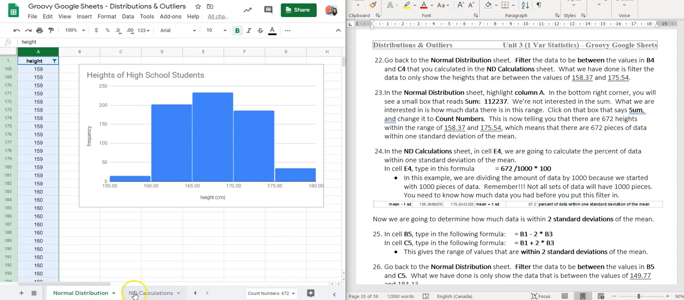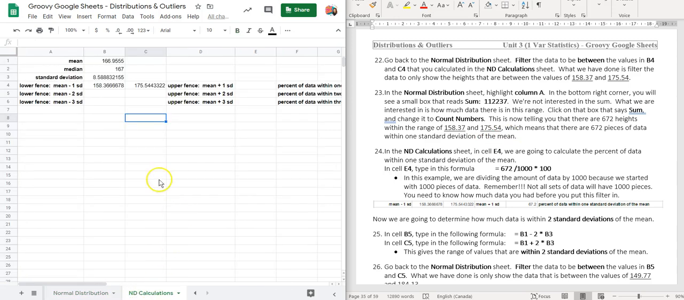So now we're going to go back to the calculations, and over here, the percent of data that is within one standard deviation of the mean. So that statement, when it says the percent of data within one standard deviation of the mean, that means what percentage of the data is within these two numbers. And these two numbers were found by taking the mean and subtracting the standard deviation, and taking the mean and adding the standard deviation.